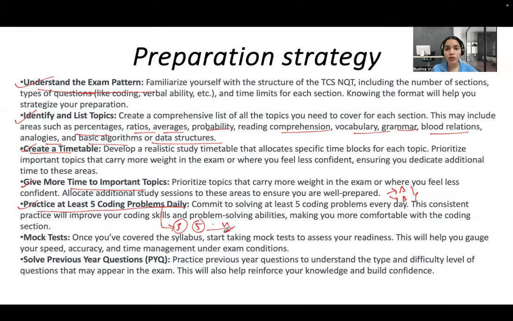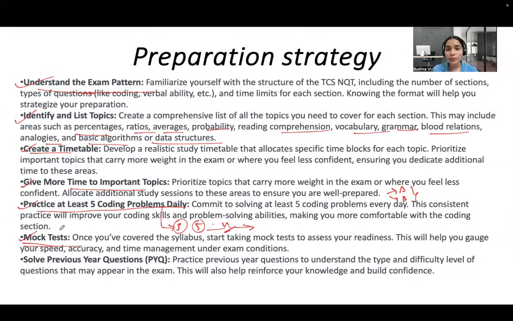It really depends on how much bandwidth you have, how interesting you think this topic is, how much improvement you need, right? Because specifically the coding questions are going to decide your role and your package. That's why I would really recommend you to give quite some time to your coding problems. This is a very, very major step, okay?